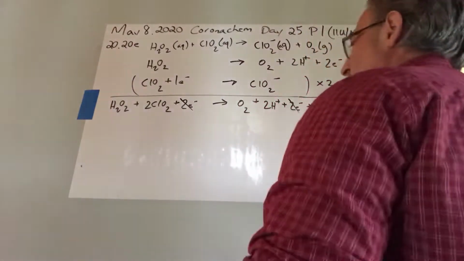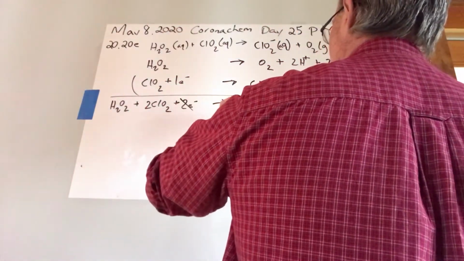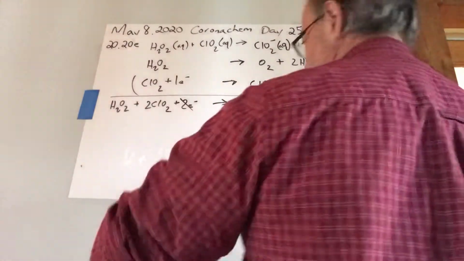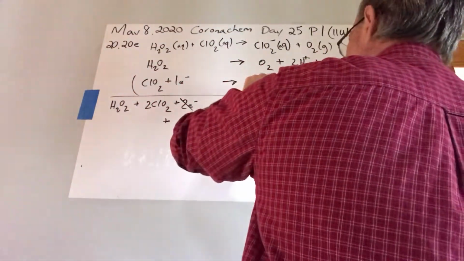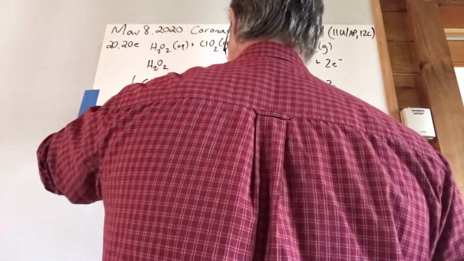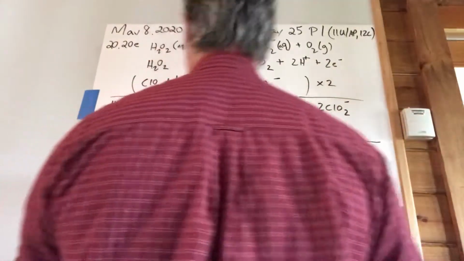And there's nothing else to cancel, but remember we're being asked to do this one under basic conditions, so we're going to add 2 hydroxides to the right side. Of course, if we do it to the right side, we have to do it to the left side, but the aim here is to turn this into water and then have the thing balanced under basic conditions. Let's write the net equation now.